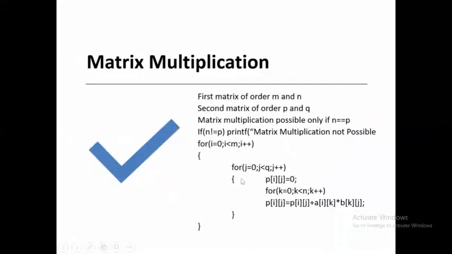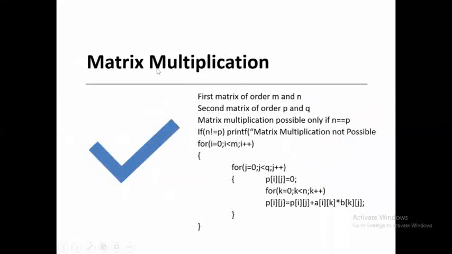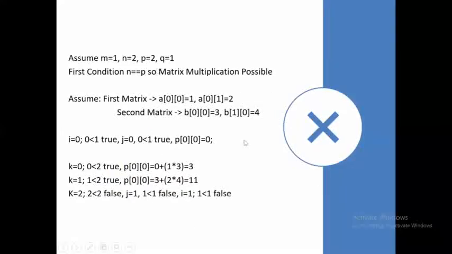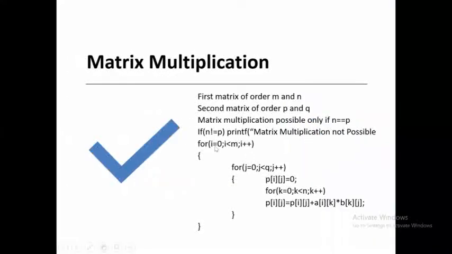Now k is incremented again, to 2. 2 less than 2, the condition is false. Now it comes out of this loop. Again j is incremented by 1. 1 less than 1, the condition is false here, because I gave only up to j less than q, and the q value is 1. Next, control comes back to the outer loop. The i value, previously 0, is now incremented by 1. 1 less than m, which is 1, the condition is false. So it comes out of all the loops. This is how matrix multiplication works.